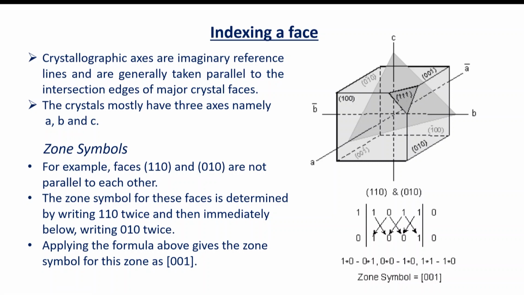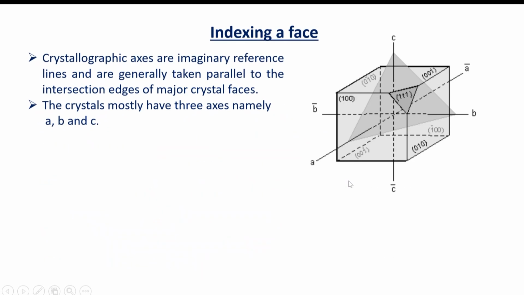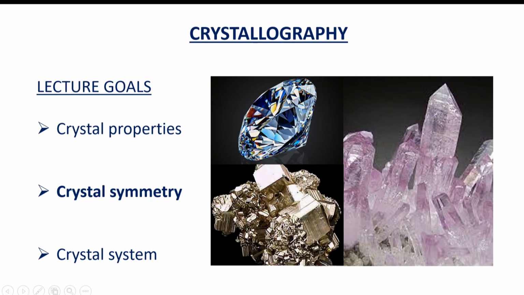But if you are dealing with a zone axis for which you are finding the zone symbol, that has to be put in third brackets, not first brackets. Only Miller indices are put under first brackets, but for a zone axis you put it under third brackets.